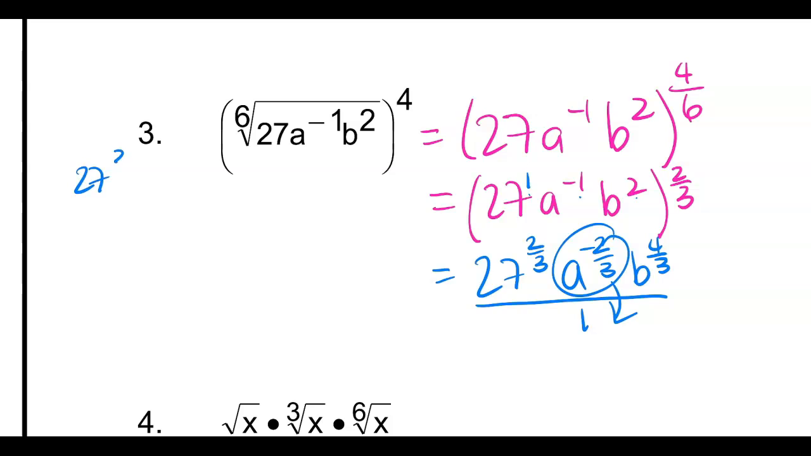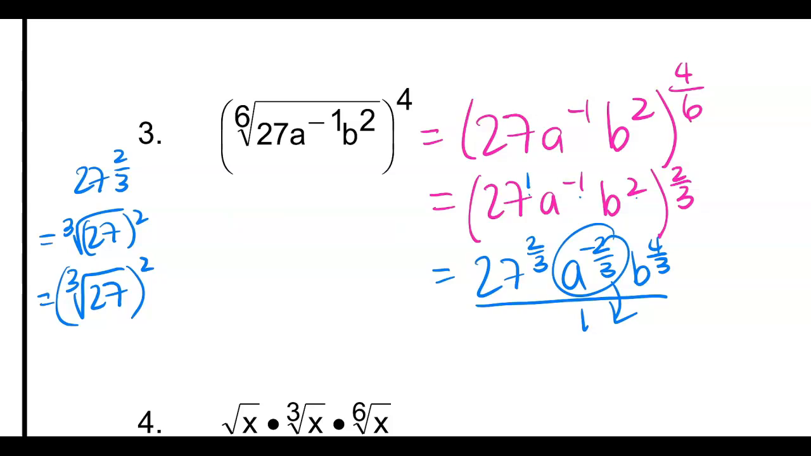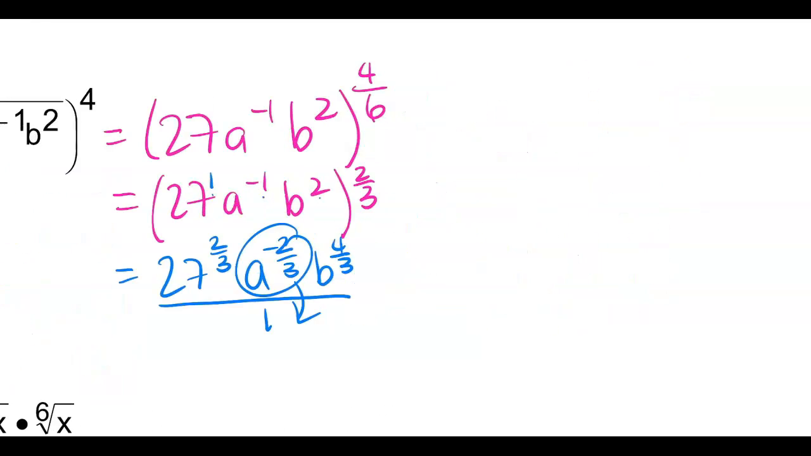So 27 to the 2/3 power is the same as the cube root of 27 squared. Well, I don't want to square 27. That's too much work. So we're going to make that cube root of 27 first, then square it. So I'm doing each of these sequentially. The cube root of 27, I could have sworn we just found that. That was 3. And 3 squared is 9. So I can replace this with 9. The b to the 4 over 3 power, especially since it's asking for rational exponents, I can't simplify it.